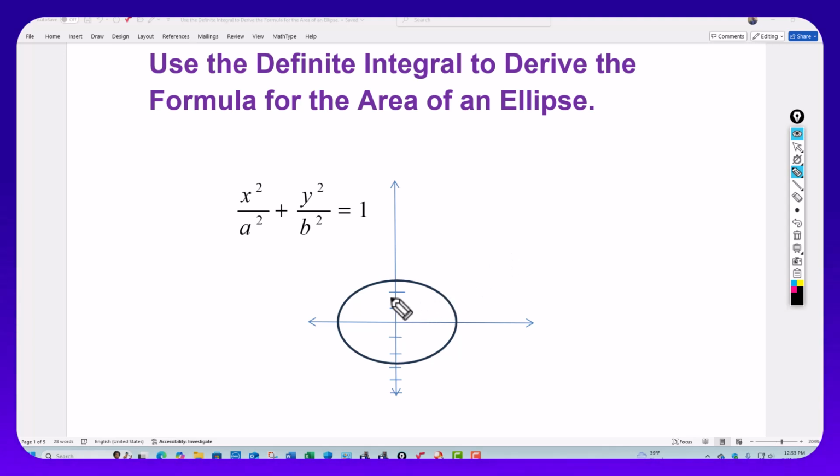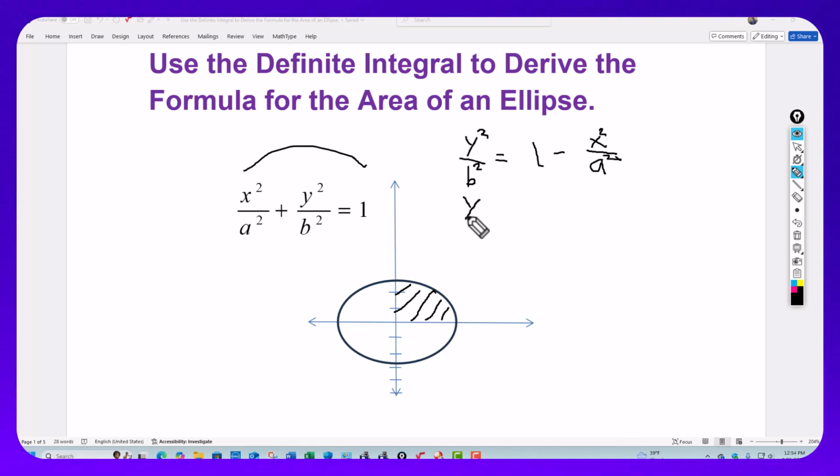So what we're going to do is look at this area right here. If we can compute the area of this portion of the ellipse, because of the symmetry, we have 4 of those, multiplied by 4, and we get the formula for the area. So we're going to solve this given equation for y. First we'll solve it for y squared over b squared and take that over to the other side. It'll be 1 minus x squared over a squared.